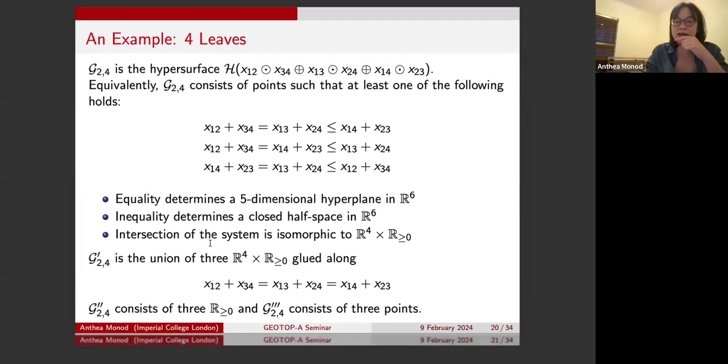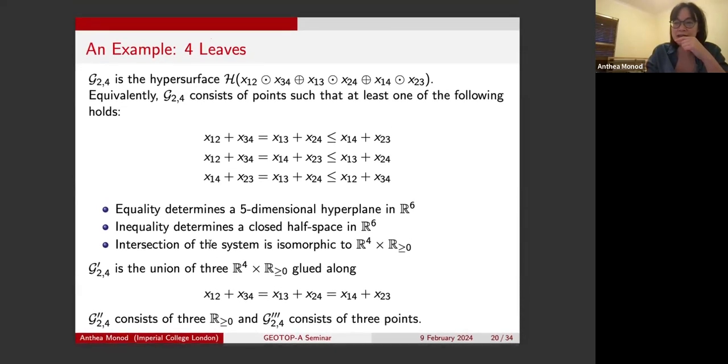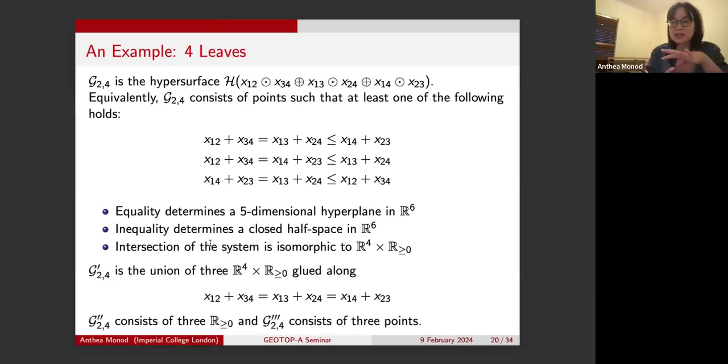Each inequality determines a closed half space in R^6. Their intersection is isomorphic to R^4 cross R, and G24 is the union. Since there are 3 systems here, G prime 24 is the union of 3 copies of R^4 cross R glued along this line here.